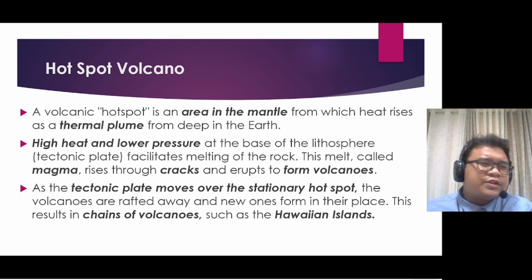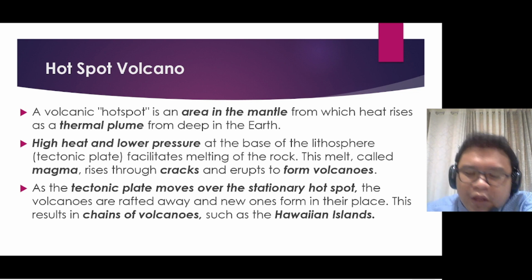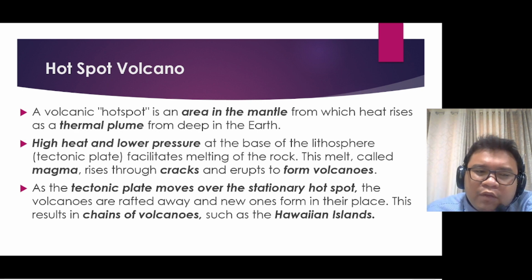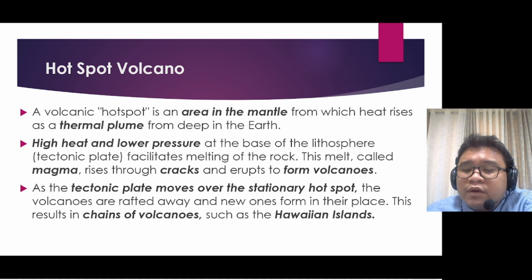Now, there is also a particular region in the Earth's mantle or asthenosphere wherein we call it a hotspot. A volcanic hotspot is an area in the mantle from which heat rises as a thermal plume from deep within the Earth. And the high heat and lower pressure at the base of this lithosphere facilitates the melting of the rock. And this melt, which we refer to as magma, rises through the cracks and erupts to form volcanoes.